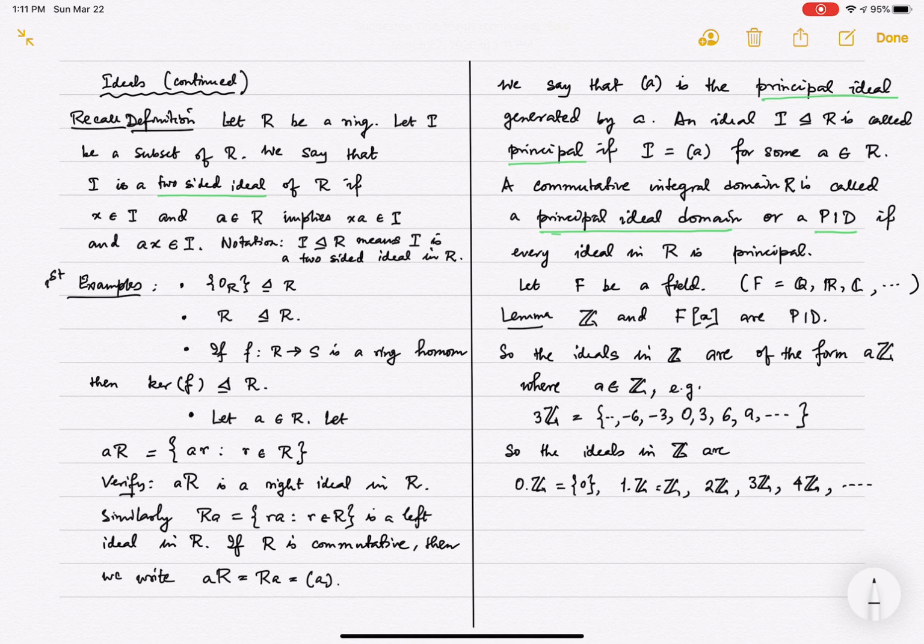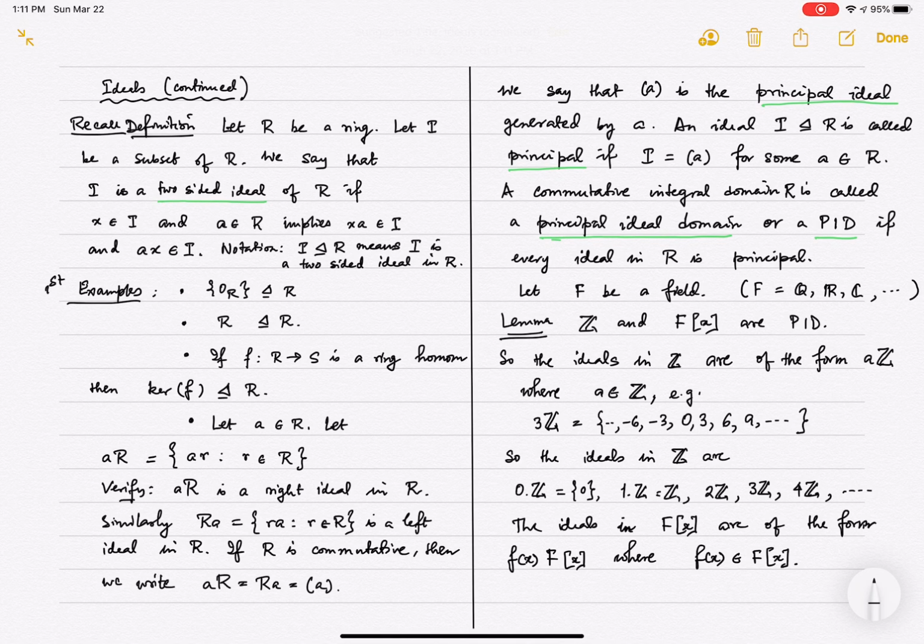Okay, and similarly, the ideals in F[x] are of the form all multiples of a particular polynomial, where f(x) is a polynomial. Again, multiples of x, that would be an ideal. Multiples of x squared plus 1, that would be an ideal. Okay, and these are all the ideals. And this lemma requires a proof, of course. I have written it down. Let's see if we'll do it in the next one. Maybe I'll just let you read this.